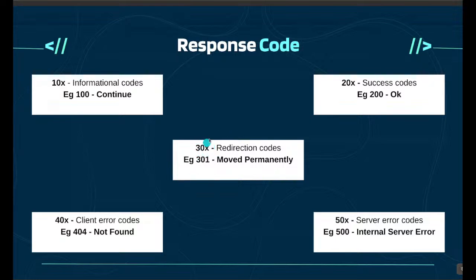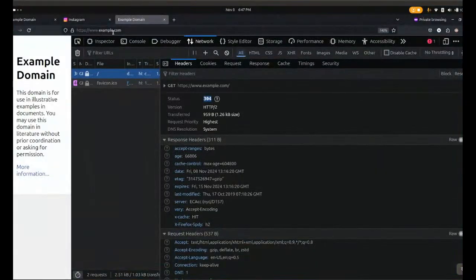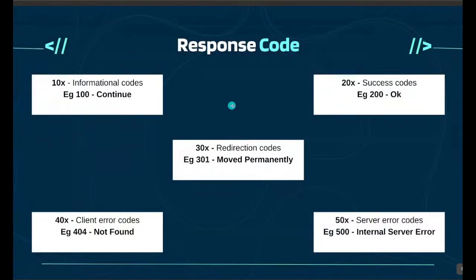Anything that starts with 30, X can be any number 1 to 9. So here we can see this is a redirection code. Now what is a redirection? When you go to your website, it can get redirected. When I went to this website, it got redirected to some other website. So that's what you see here. That is 3xx.